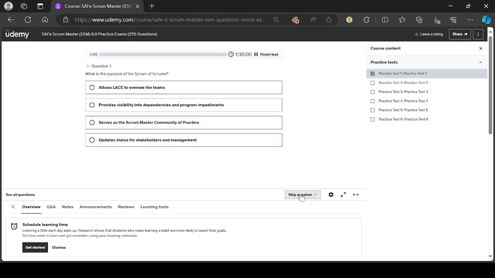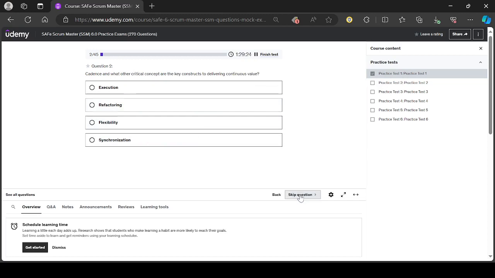The first one says, what is the purpose of the Scrum of Scrums? Allows leads to oversee the team, provide visibility into dependencies and program impediments, serve as the Scrum Masters' community of practice, or update status for stakeholders and management. Think about this. Which one do you think is really the answer here? Yeah, so it's good to think about it. Okay, good. The answer is provide visibility into dependencies and program impediments. Let's go to the second one.